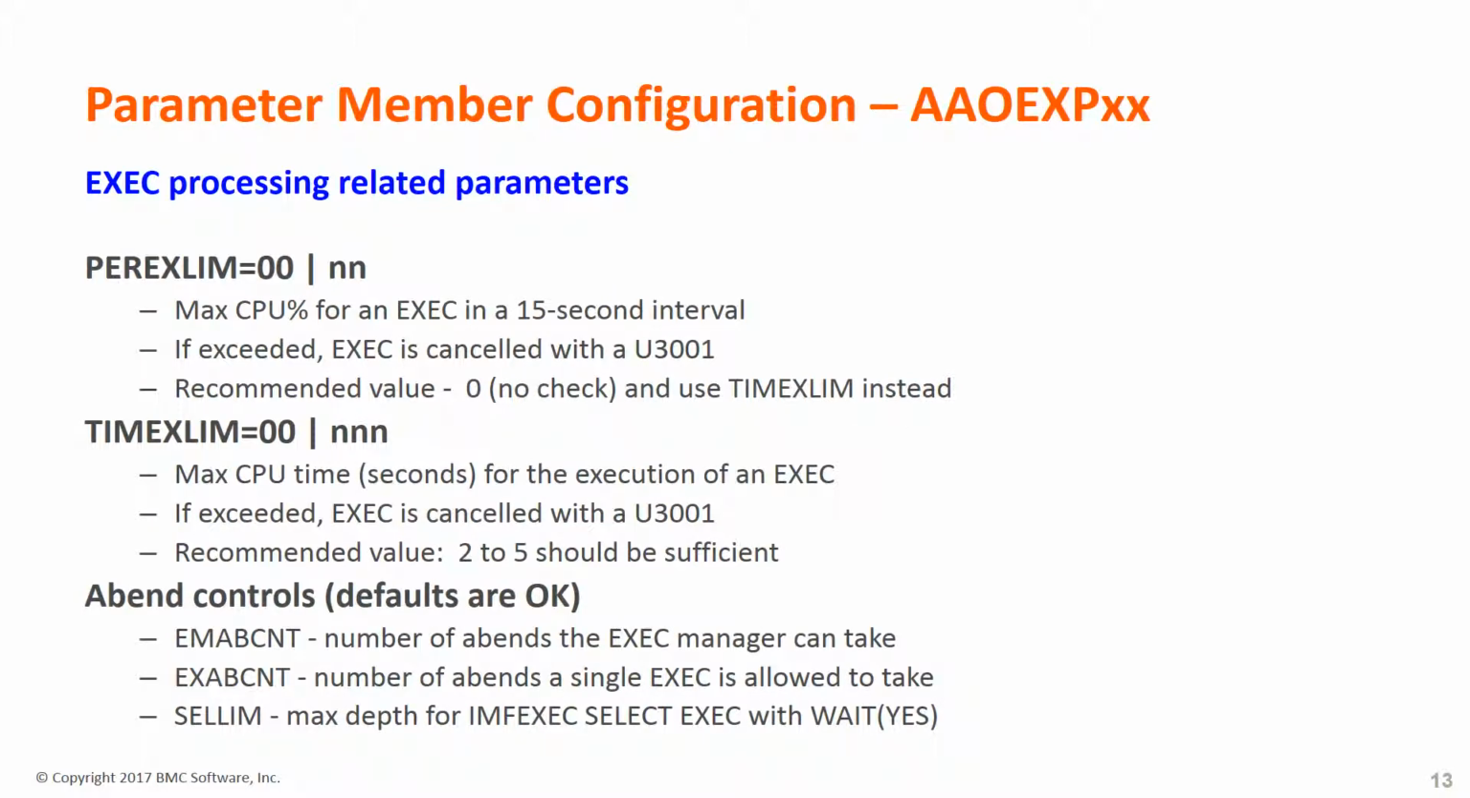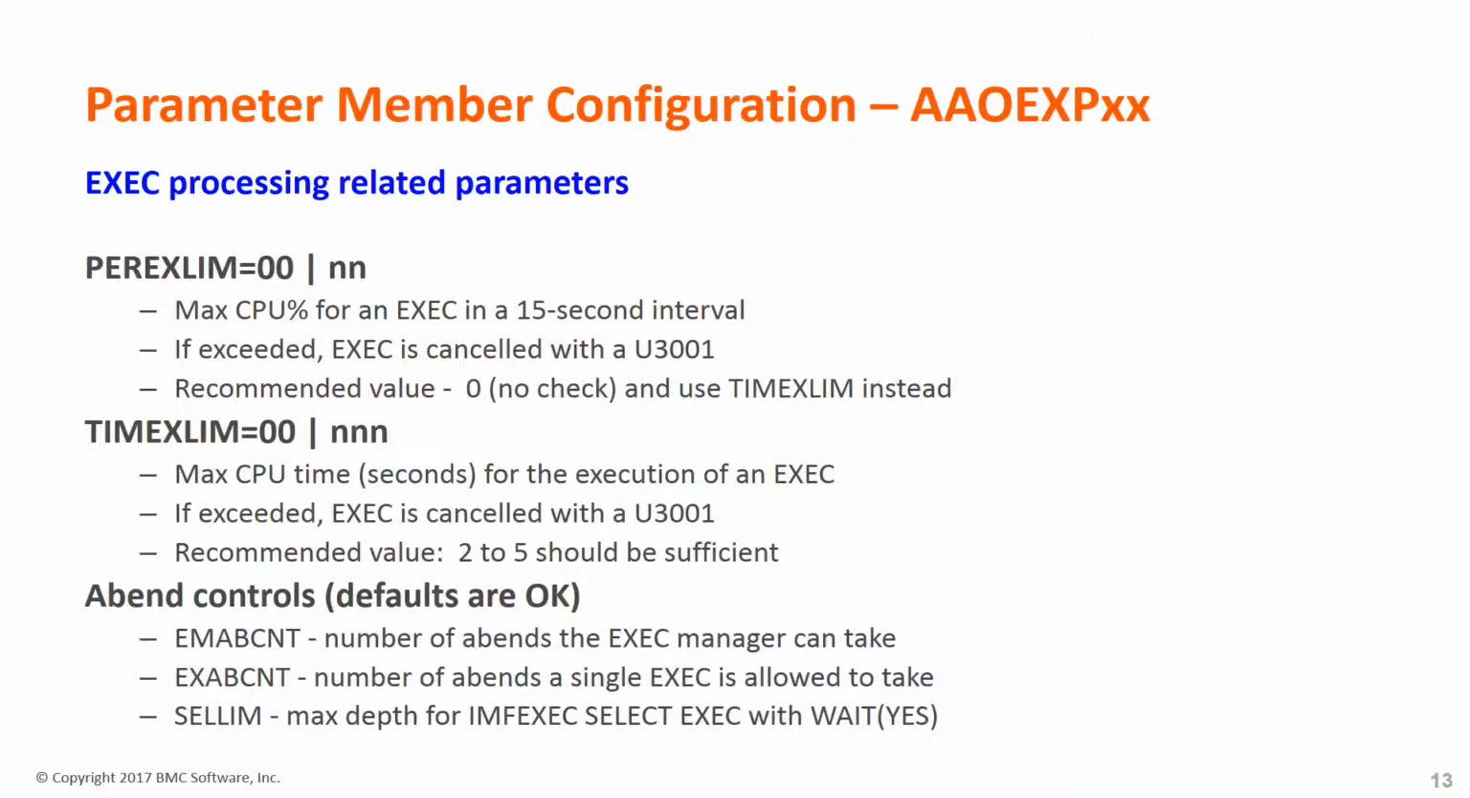Remember, AAOEXP also contains some parameters related to exec processing. The first is PEREXLIM, and for this one we suggest you do not use it, so set it to a value of 0. What it does is it collects the maximum CPU percentage for an exec in a 15-second interval, which is probably not what you want to report on for excessive exec processing.